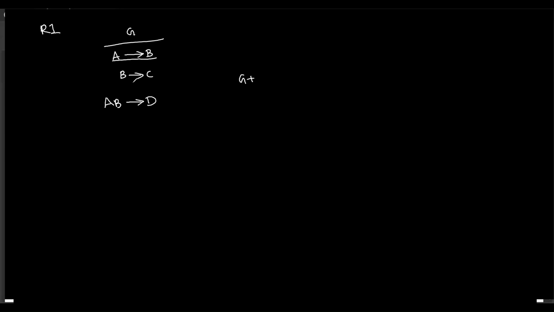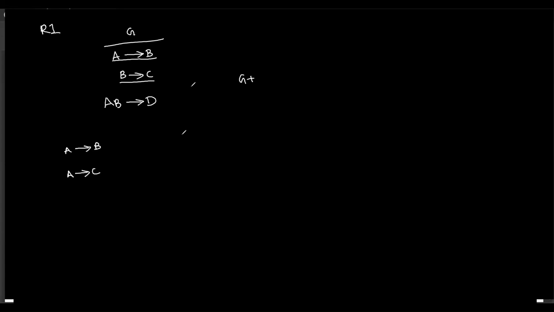So we know A functionally determines B, B functionally determines C. So what can we come up with? We have A functionally determines B, so we can say A functionally determines C. That's another thing. So from this, we can come to this conclusion.